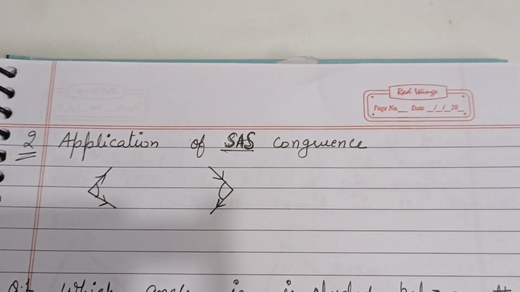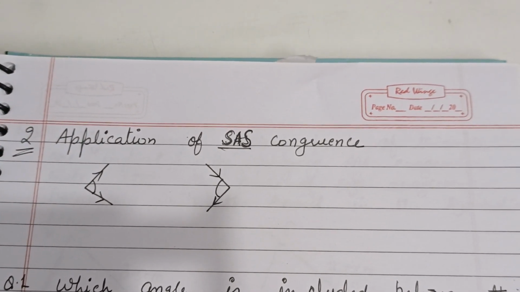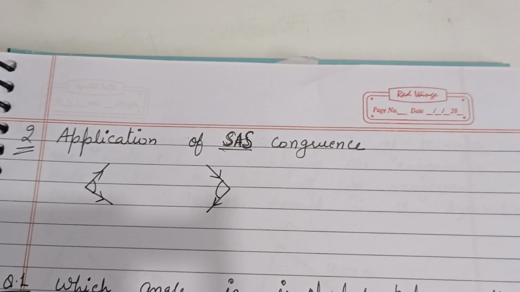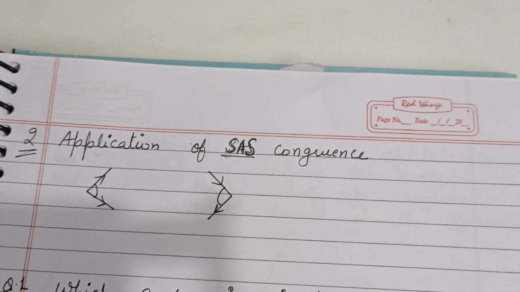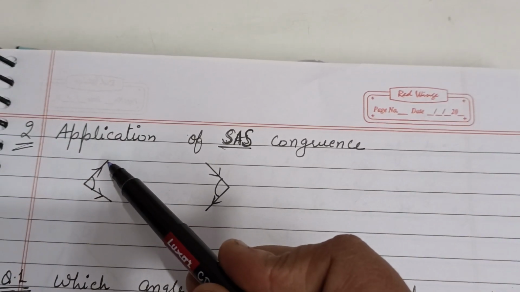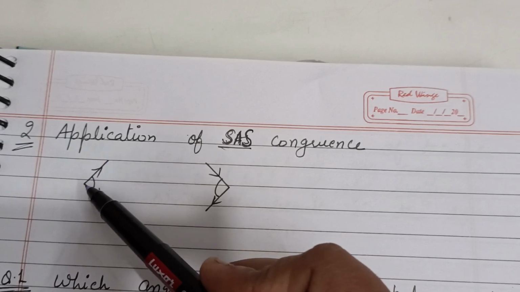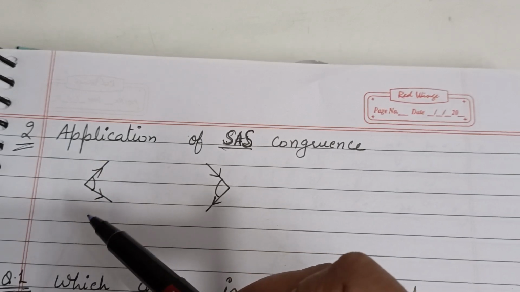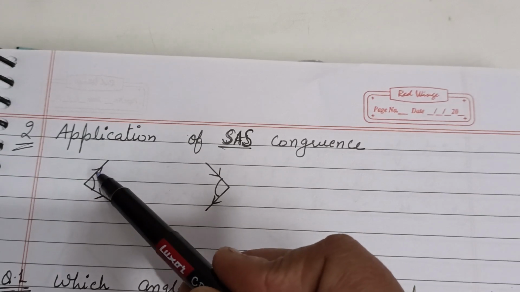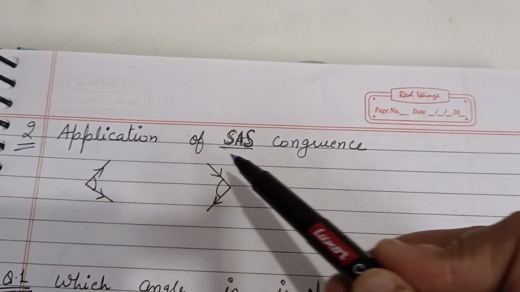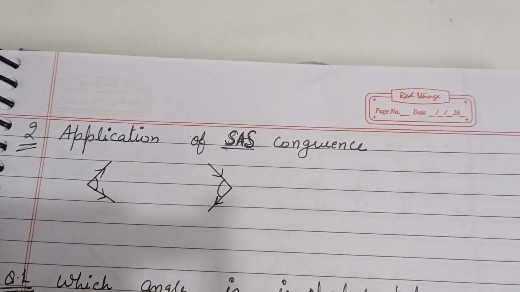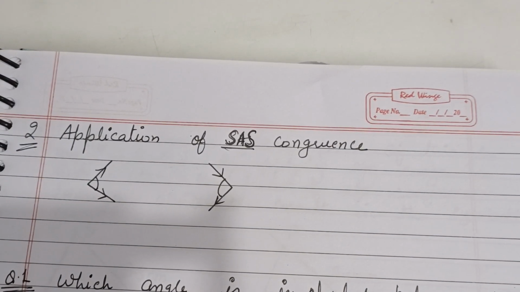Now I am going to tell you about the SAS congruence, the application of side angle side congruence. In the introduction I have already told you that you need to keep the letter V in your mind. Whatever triangles are given to you for comparison, find the V in both the triangles, then you will be able to find the SAS congruence.